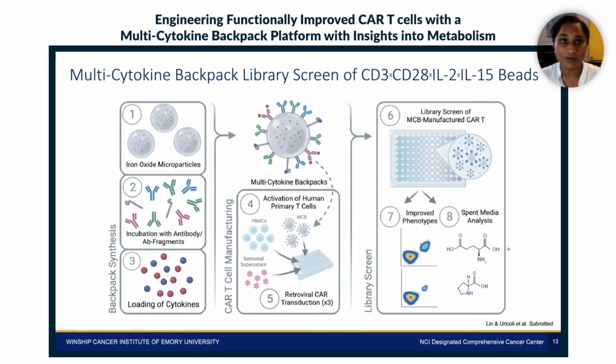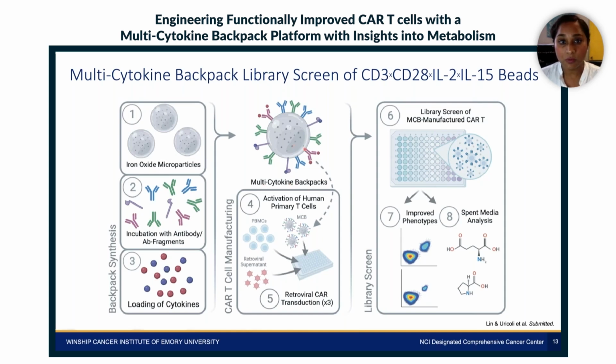In order to do this, we generated a library of different multi-cytokine backpacks that provided different signals to T cells during CAR T cell manufacturing. The signals that we studied were anti-CD3, anti-CD28, IL-2, and IL-15, which has been demonstrated in the literature to produce less differentiated CAR T cell products. How we went about this is we had our iron oxide microparticles, which we could magnetically remove from culture after manufacturing. We would incubate these with antibody or antibody fragments, and then we would load cytokines onto these antibodies to create our multi-cytokine backpacks.